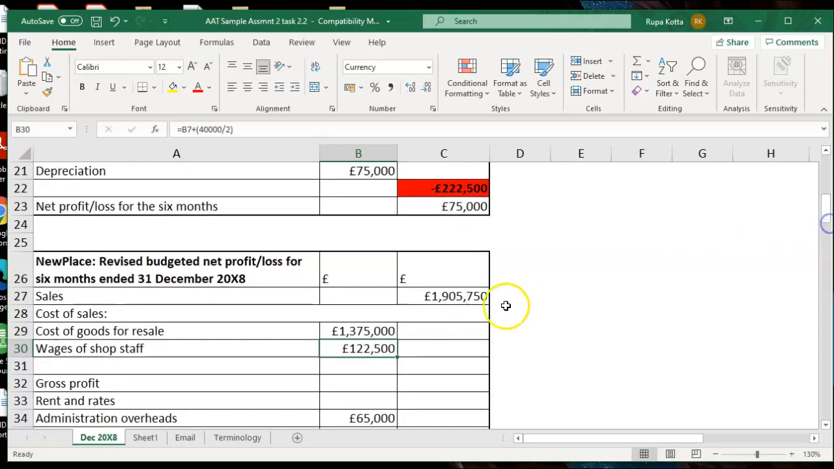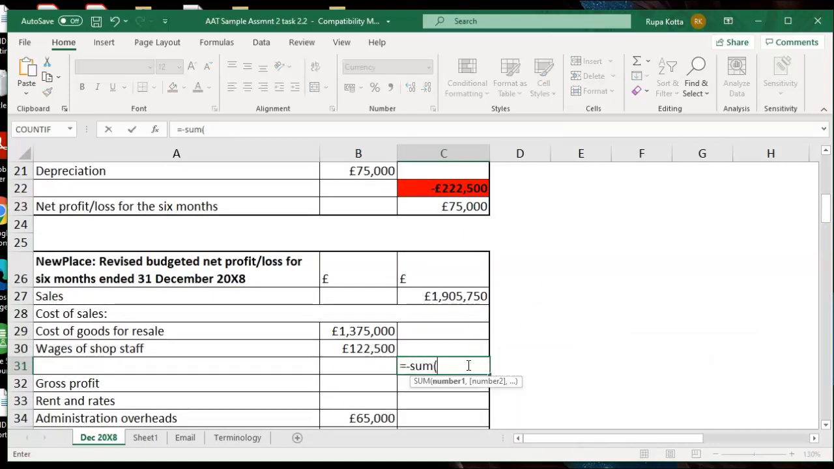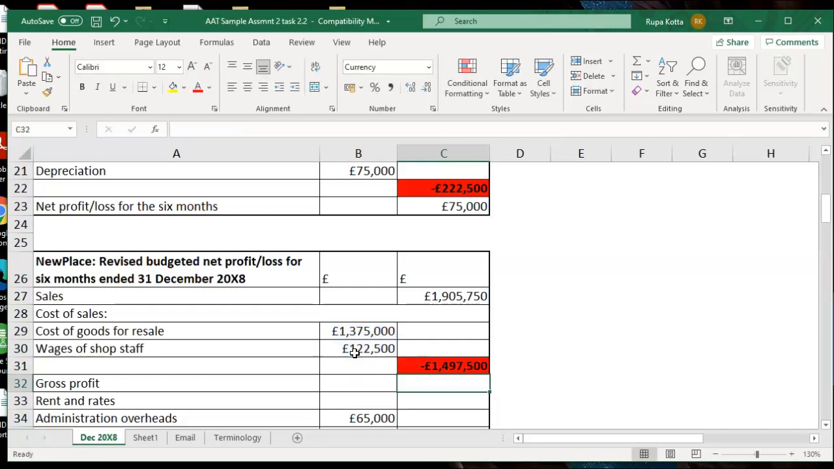So B4 plus B4 multiplied by 10% will give you the increased sales, and then multiply that with the cost. Let's calculate the total cost of sales minus sum of B29 and B30. Calculate the gross profit, which is this minus this, C27 minus C31.